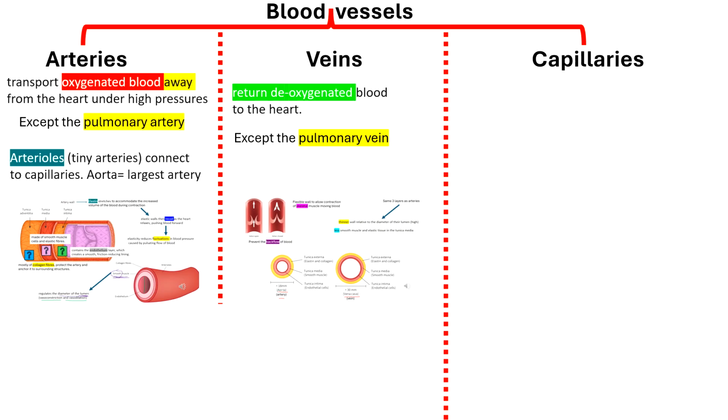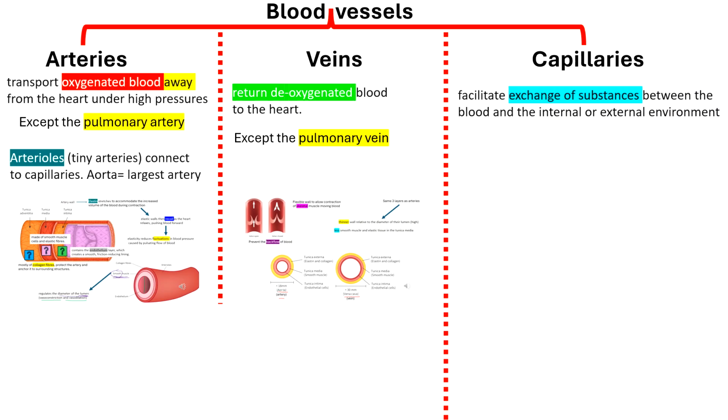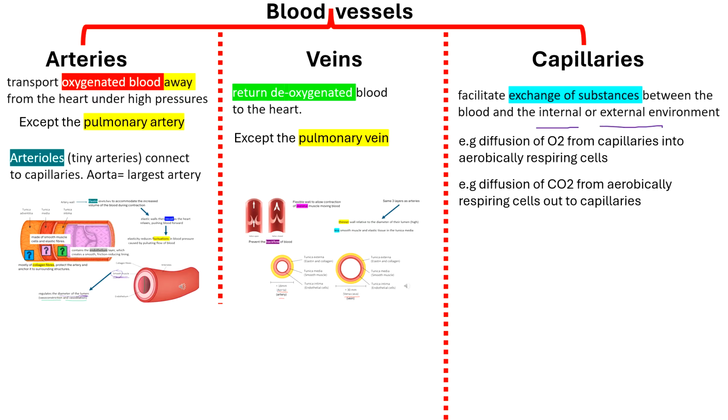All right, capillaries. Let's have a look. So they facilitate the exchange of substances between the blood and the internal fluid in your body, and the external environment, being like the air. So for example, oxygen goes from your capillaries into your cells, okay, for aerobic respiration.